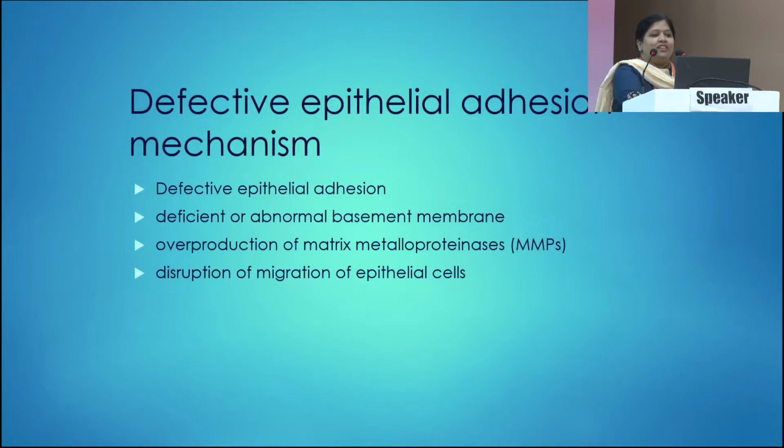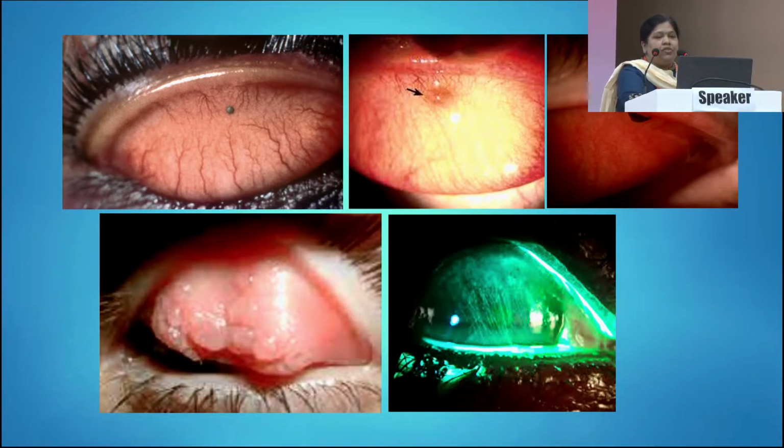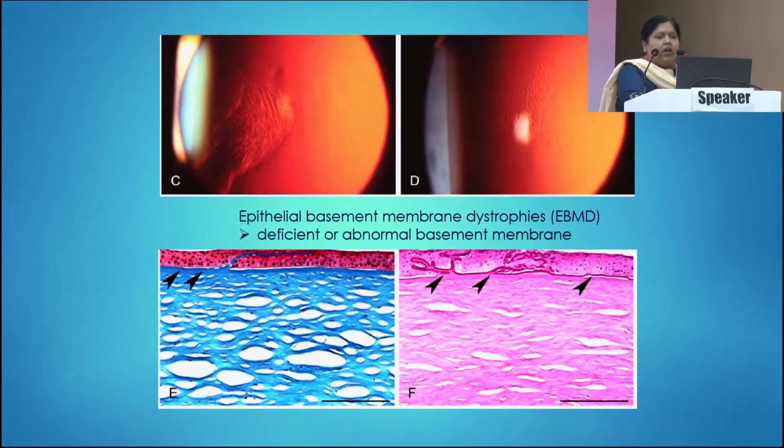So, defective epithelial adhesion is due to a defect in the epithelial adhesion to the underlying basement membrane. It may be due to deficient or abnormal basement membrane, overproduction of matrix metalloproteinases, and disruption of the migration of epithelial cells. As you can see, these are illustrative cases where we have the defective epithelial adhesion due to foreign bodies or giant papillary conjunctivitis, or due to Salzmann nodules, or due to epithelial basement membrane dystrophies, in which you have a deficient or abnormal basement membrane growing into the epithelium, which causes a disruption in the migration of the overlying epithelium outwards.